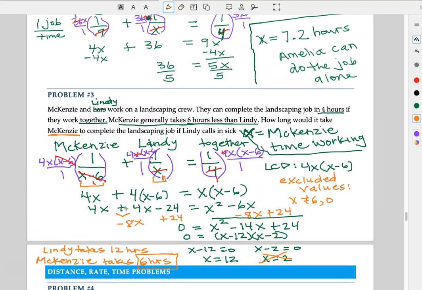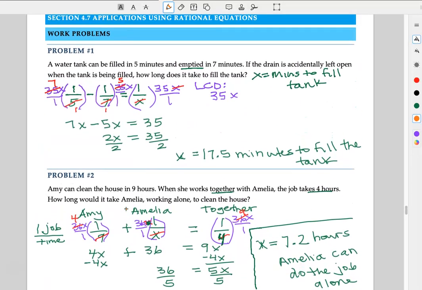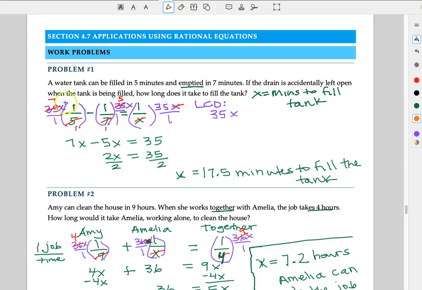All right, any questions that you can think of on these word problems? Or sorry, word problems that are work problems. No, so far they make sense.